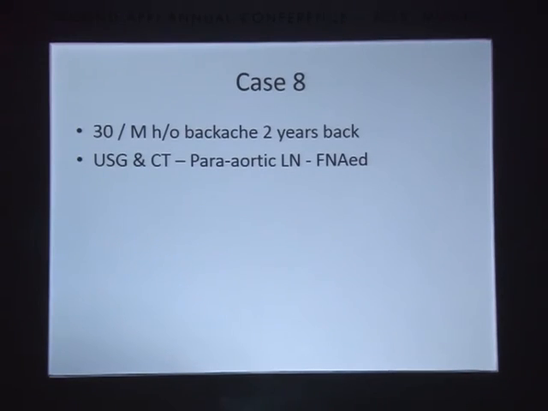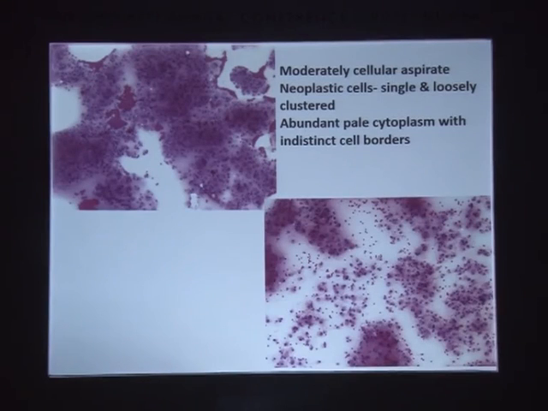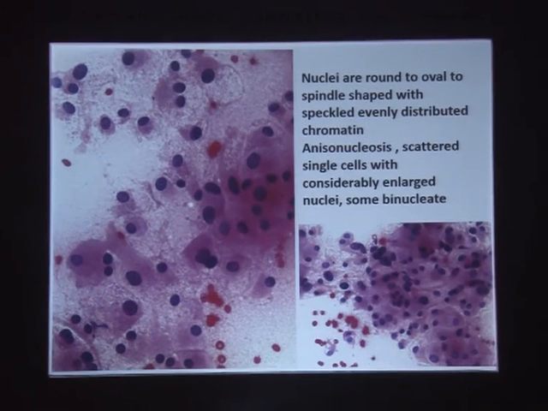This was a 30-year-old man who came with backache since 2 years. USG and CT was interpreted as para-aortic lymph nodes, and it was FNA'd. It was a very cellular aspirate composed of single and loosely clustered cells with abundant pale cytoplasm with indistinct cell borders. High power view of these cells.